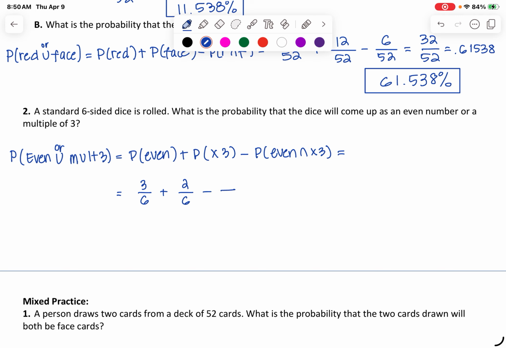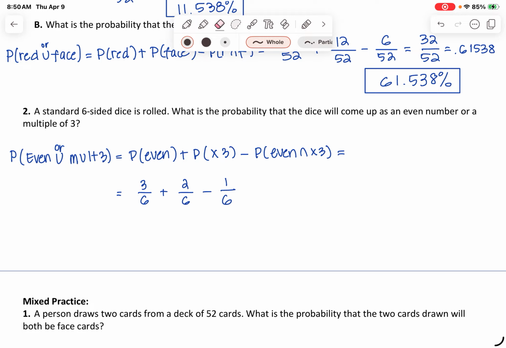But then did I say any of those numbers twice, right? So the even multiples of 3, 6 is an even multiple of 3, so I have to subtract that off because I counted it twice. I counted 2, 4, 6 here, and then I counted 3 and 6 here. So I have to subtract this because I counted it twice. I have to subtract one of them, not both of them.